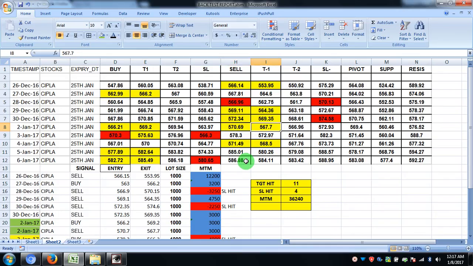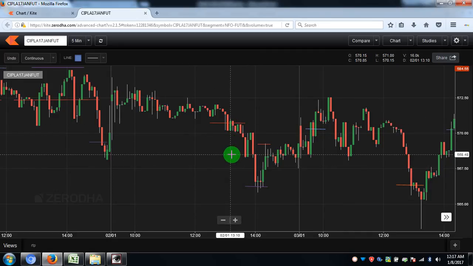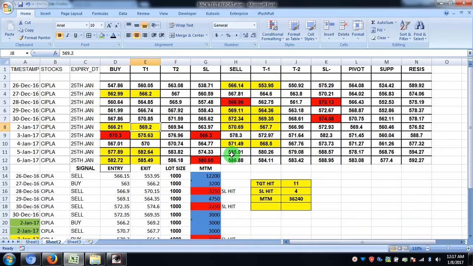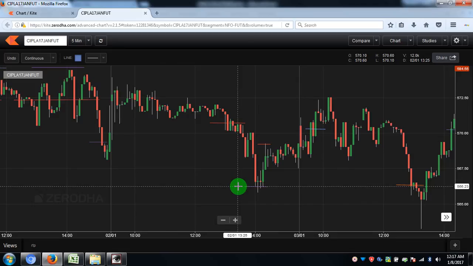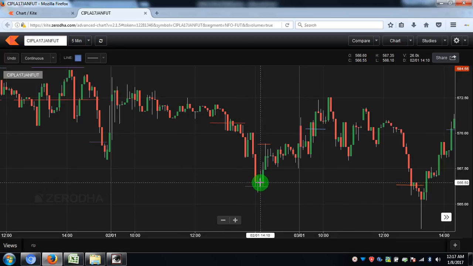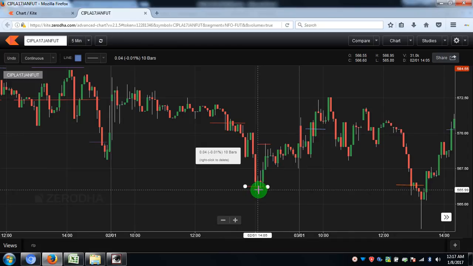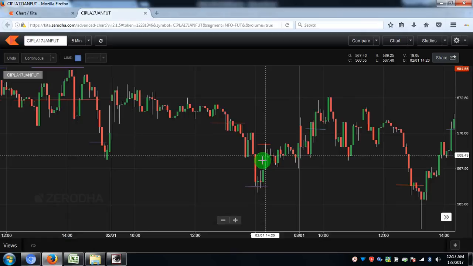The sell call target was 567.70 paisa. Here was the sell call, and here it came down, and our target was done. And again the same day, a buy call was also generated at 566.20 paisa. Here you can see the 566.20 paisa buy was generated at 2 o'clock 5 minutes. From there our target was 569.20 paisa.